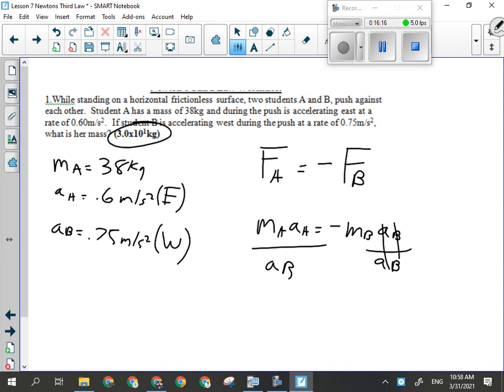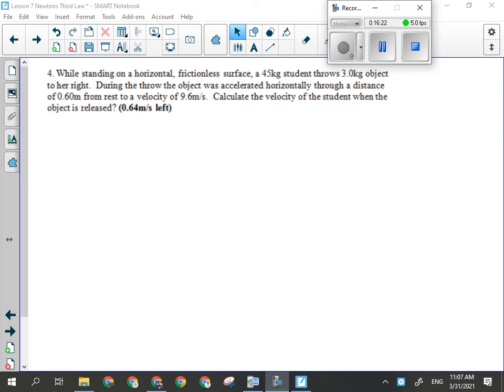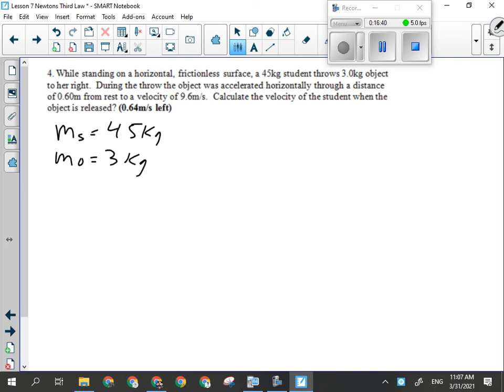Any other ones giving us trouble? Okay, keep going. Okay, so while standing on this horizontal frictionless surface, a 45 kilogram student throws a 3 kilogram object to her right. So the mass of the student, 45 kilograms. The mass of the object, 3 kilograms. All right. During the throw, the object was accelerated horizontally through a distance of 0.60 meters.